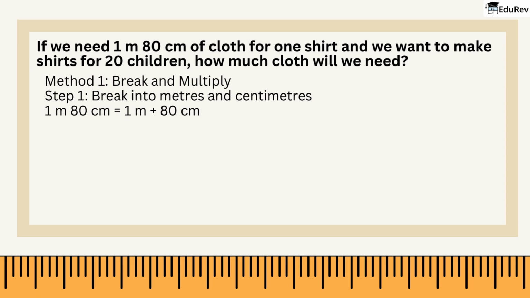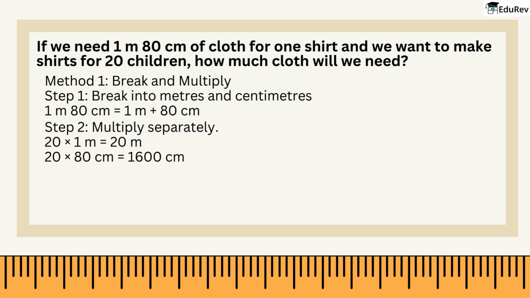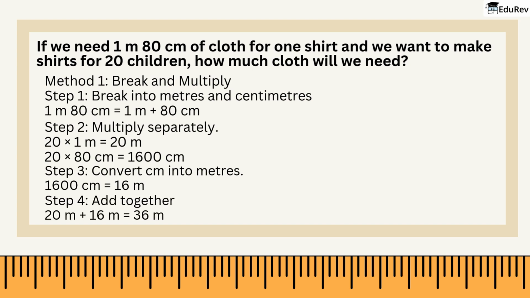Method 1. Break and multiply. Step 1. Break into meters and centimeters. 1 meter 80 centimeters equals 1 meter plus 80 centimeters. Step 2. Multiply separately. 20 by 1 meter is equal to 20 meters. 20 by 80 centimeters is equal to 1600 centimeters. Step 3. Convert cm into meters. 1600 centimeters equals 16 meters. Step 4. Add together. 20 meters plus 16 meters equals 36 meters.